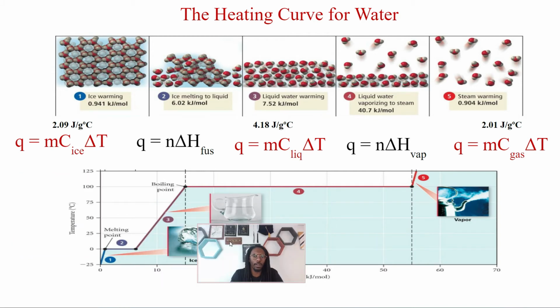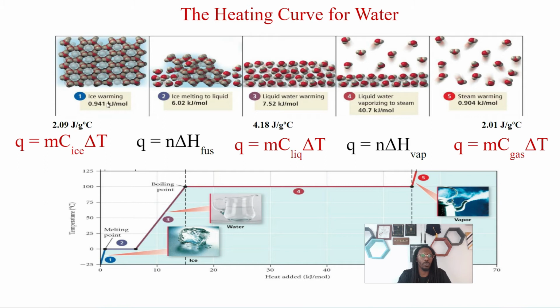In step 1, the ice is warming up. Okay, so the ice is starting to warm up, and with this ice warming up, this is the equation that we're going to have to use here. We'll get more into that in a little bit. Step 2, what happens? Ice melting to liquid. This is where our ice is getting that energy to actually start to melt to the liquid. So it doesn't take long for the ice to be melted.